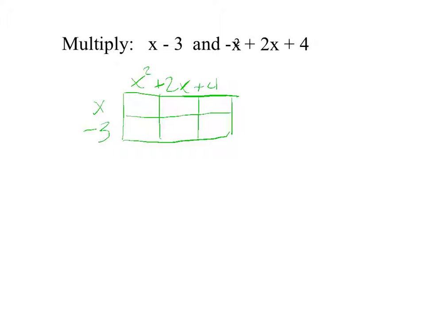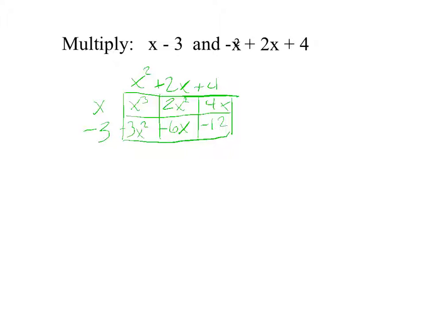So we have x times x squared gives me x cubed. X times 2x gives me 2x squared. Remember, we're multiplying here. X times 4 gives me 4x. And then on the bottom, negative 3 times x squared gives me minus 3x squared. Negative 3 times 2x gives me minus 6x. And then negative 3 times 4 gives me negative 12.